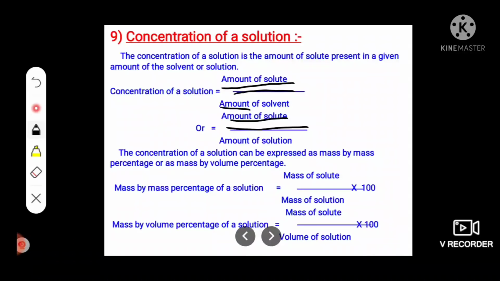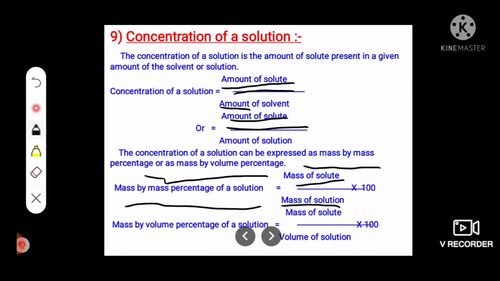The concentration of a solution can be expressed as mass by mass percentage or as mass by volume percentage. The equation for mass by mass percentage of a solution equals mass of solute divided by mass of solution into 100. And mass by volume percentage of a solution equals mass of solute divided by volume of solution into 100.